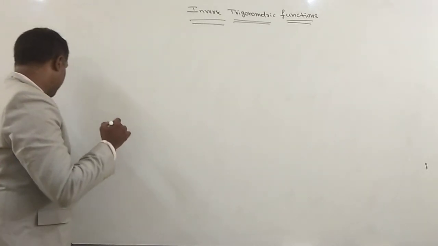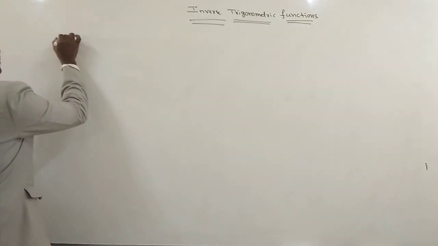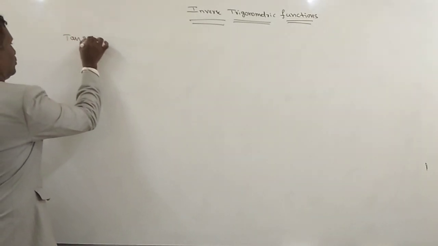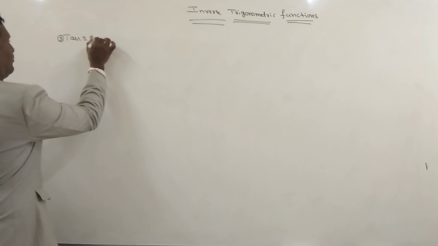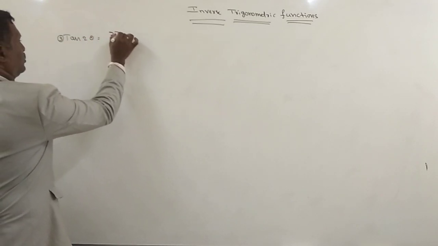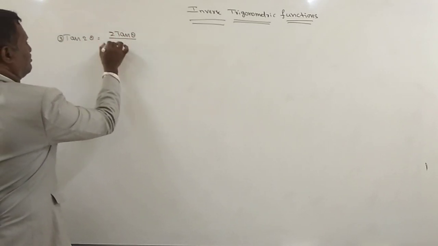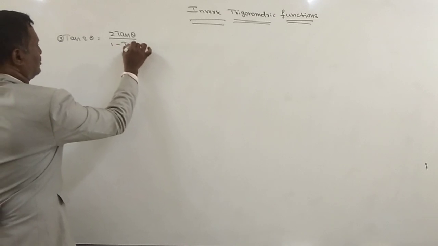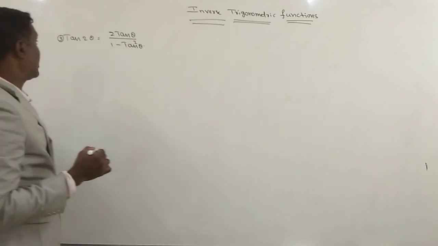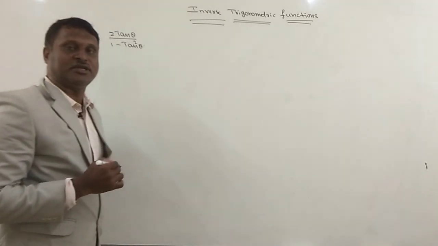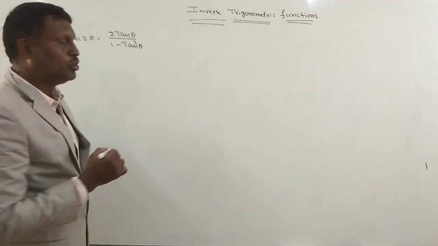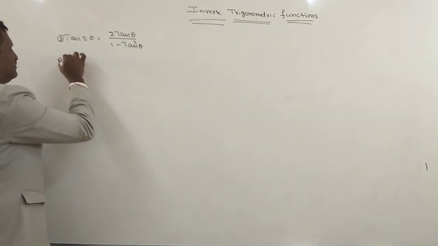Now concentrate, tan 2 theta. Third one, tan 2 theta. For tan 2 theta we have only one formula: tan 2 theta equals 2 tan theta divided by 1 minus tan square theta. Proof of this, concentrate.